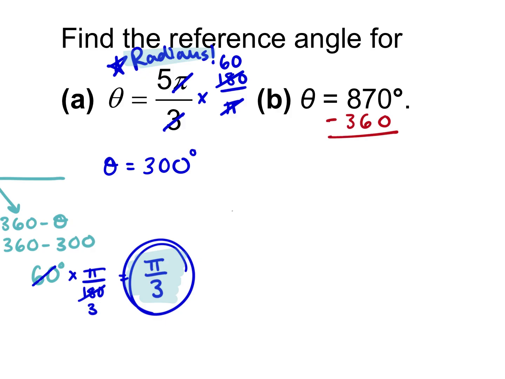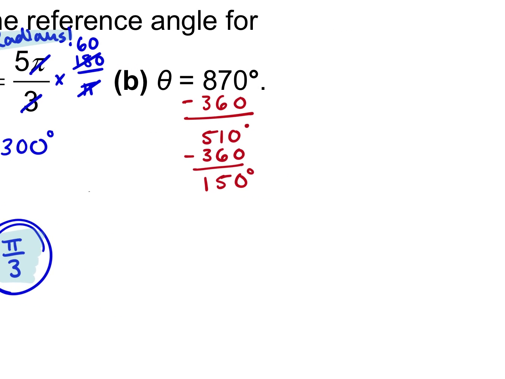So when we subtract 360, we get 510. 510 degrees is also more than 360. So what would we need to do now? Subtract it again. So subtract 360 again. When we subtract 360, we get 150. All right, so 150 degrees is in between 0 and 360, so we're good here.